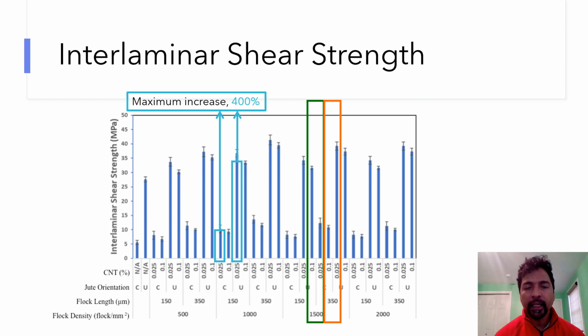Moreover, for higher carbon fiber flock length, you see a slight improvement of 10% in the interlaminar shear strength. Hence, if I want to pick an optimum composite here, I will pick a composite with 350 micron long carbon fibers and 1000 flock density. That will be a good composite that can provide an optimum value of interlaminar shear strength compared to all other composite types.